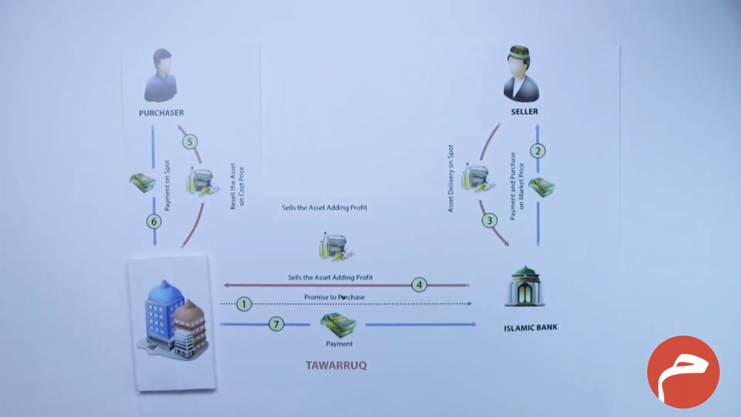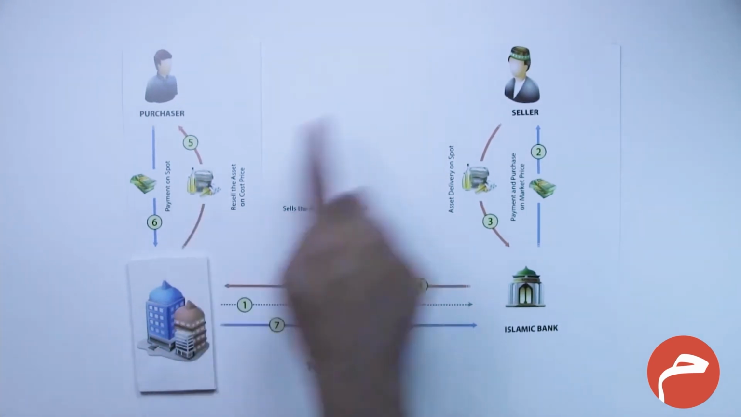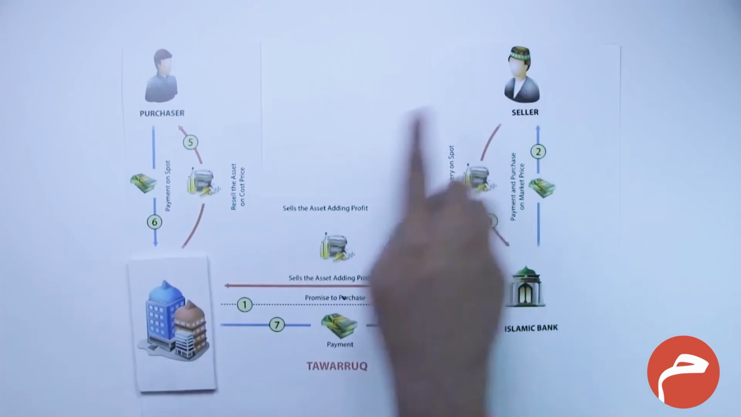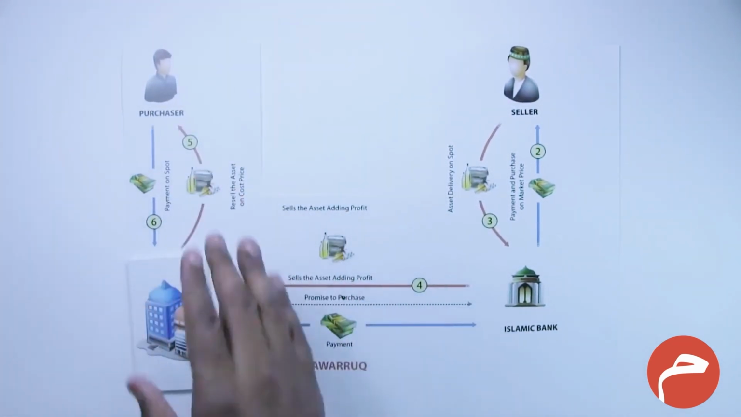That is one of the basic and main requirements in Sharia, that you cannot sell these assets back to the same seller from whom it was purchased. So this entity needs to be completely different. This is an important point which needs to be understood.